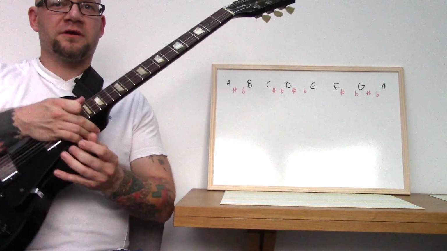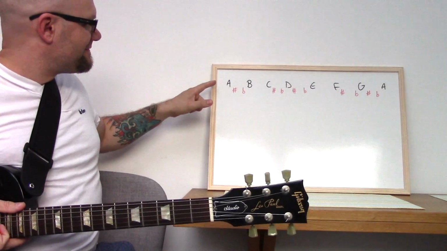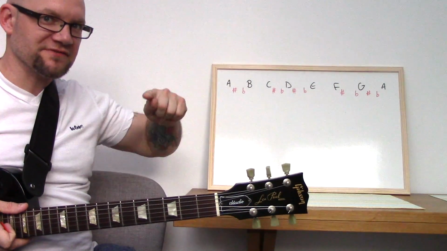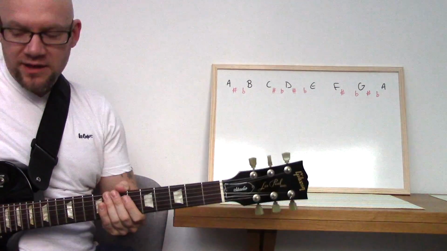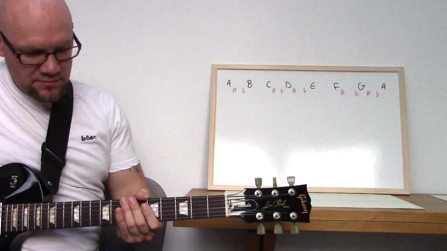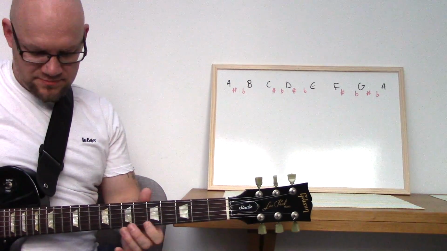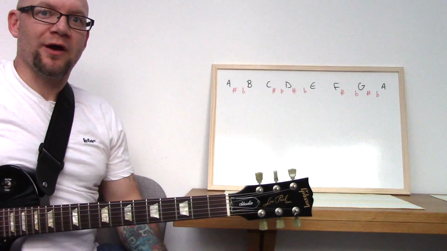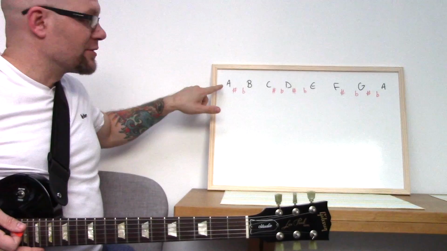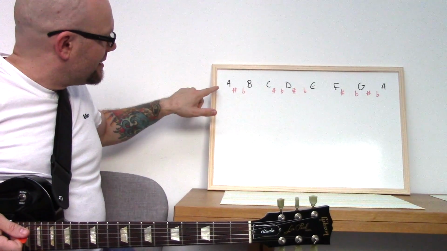So the first thing I want to look at is the chromatic scale. So here we have all the notes that are on the guitar. Now there are different pitches of these notes. For example, you've got an A here and you've got an A here and here and here. Okay, but they're all an A. So the reason I'm starting on A is just because that's the first note in the musical scale.